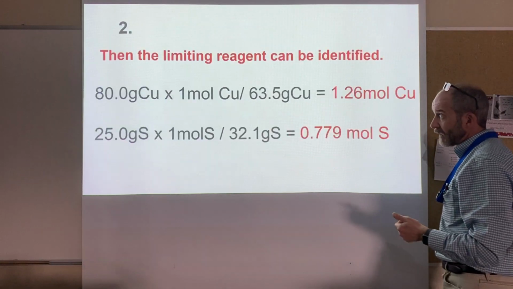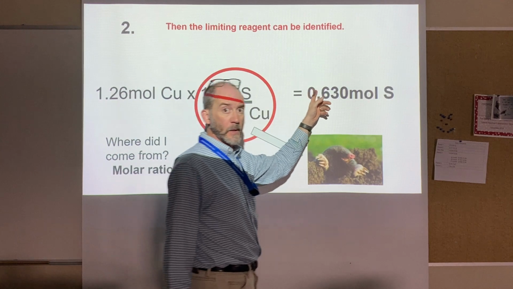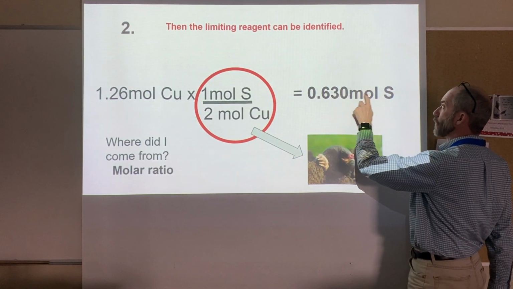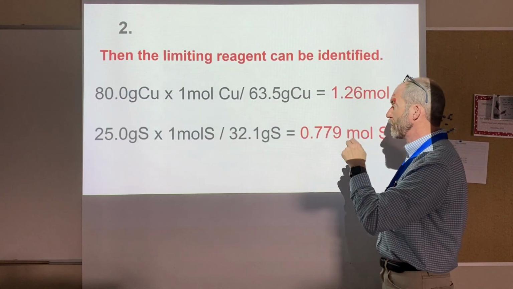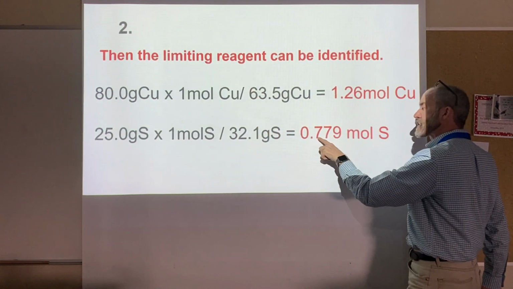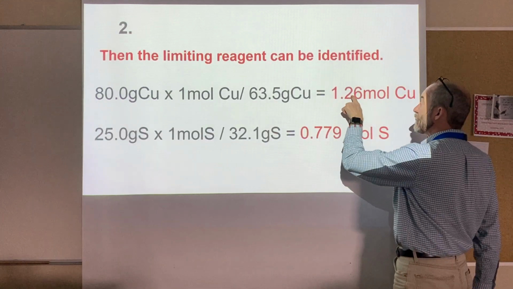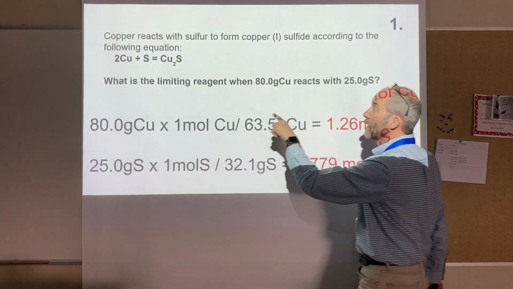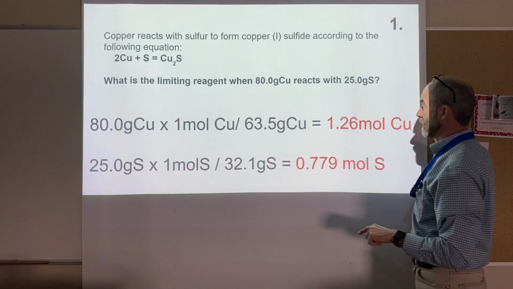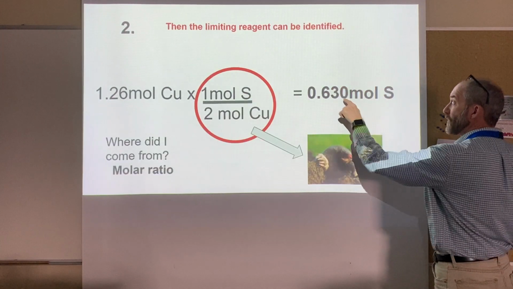So when I do that by using the molar ratio, here's what I come up with. And you can always pause this and take a look at it, but I come up with 0.630 moles of sulfur. Well, but how many was I given? Oh yeah, this is how much I was given, and this is how much I would need if I had this much, and I'm considering this reaction and using the molar ratio from that reaction. So if I have this much, I need this much.